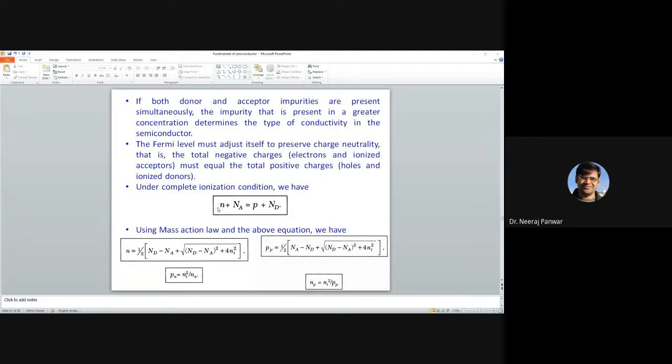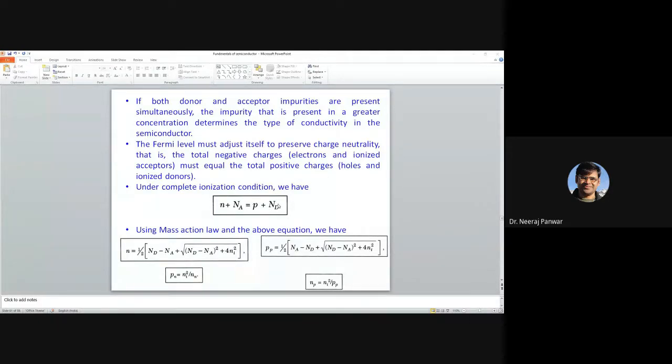Electron is negatively charged, and the acceptor levels, when they accept electrons from the valence band, are also negatively charged. So the total negative charge is equal to the total positive charge. So n plus Na is equal to p plus Nd. Here we can write a minus sign on Na and a plus sign on Nd, in order to differentiate them from the neutral atoms, because this shows it has negative charge and this shows it has positive charge.